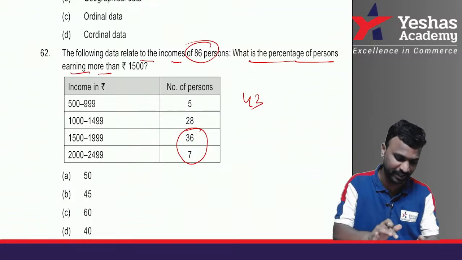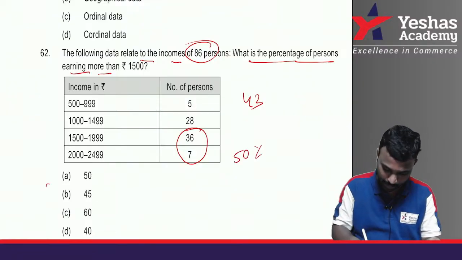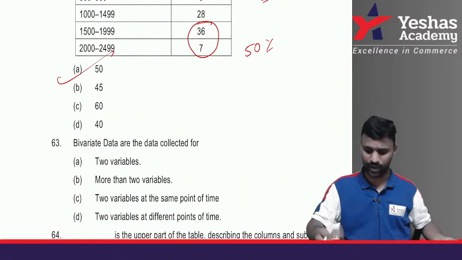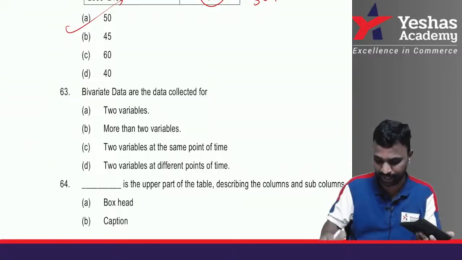Of obviously 43 by 86 into 100, it is 50%. So option A is the right answer. It is one of the questions which is commonly asked in the exam. It is a repeated question in the exam.